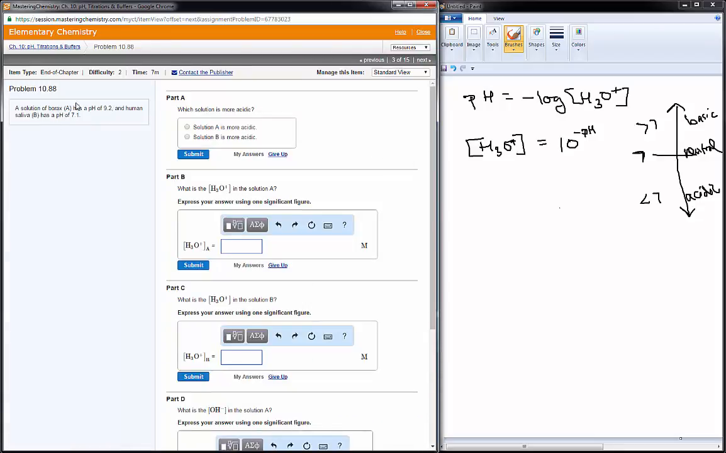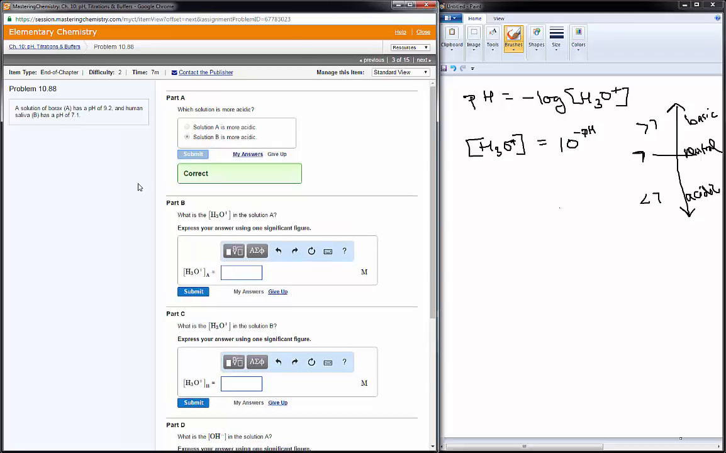Here I've got a solution of borax and human saliva. Got both of those together. Got two different solutions. So the more acidic one is saliva because it has a lower pH. So saliva, solution B, is more acidic.